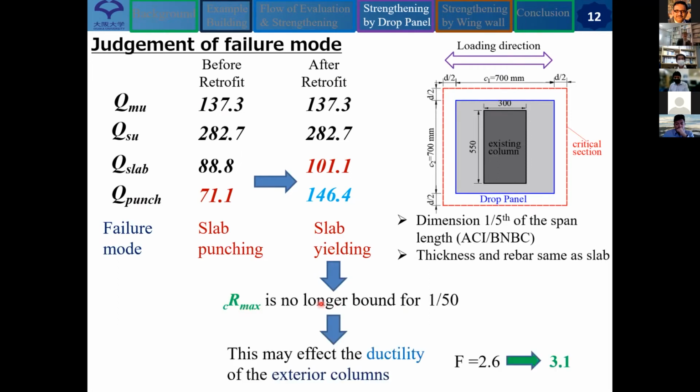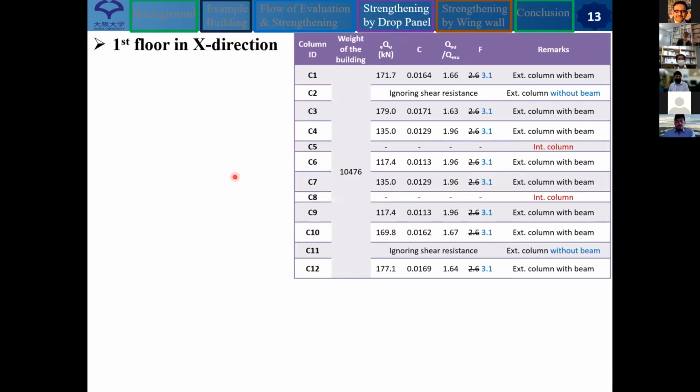That means the upper limit of deformation angle can be removed, which may mainly affect the ductility index of the exterior columns. So before retrofitting, the exterior column ductility index was 2.6. After retrofitting, it's moving to 3.1. And here I'm briefly showing the first floor in X direction for all column cases.